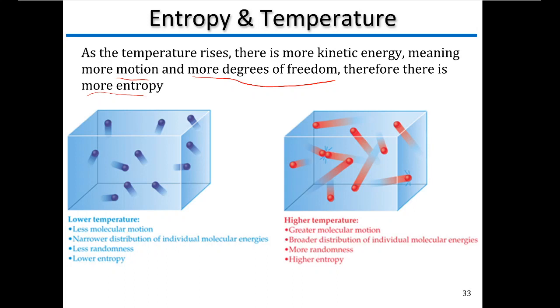If we increase the temperature, we have greater molecular motion. They're moving around quicker. We have a broader distribution of molecular energy because we could have collisions either with the side of the container or with each other. So we're going to transfer some of the energy maybe. We're going to have more randomness because they're moving around more. So it's less likely to see them in the same position compared to the colder one, and therefore we have increased entropy. What you really need to remember here is that if we increase temperature, we also increase entropy.